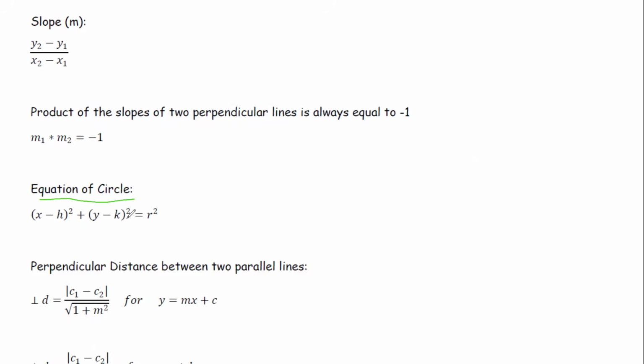Equation of a circle. This should actually be under the functions topic, but I'll just discuss it with you. So let's just say that you have an equation which is x minus 3 the whole thing squared plus y minus 2 the whole thing squared is equal to 16. Then h and k represents the center of the circle. So h and k out here is nothing but 3 and 2.